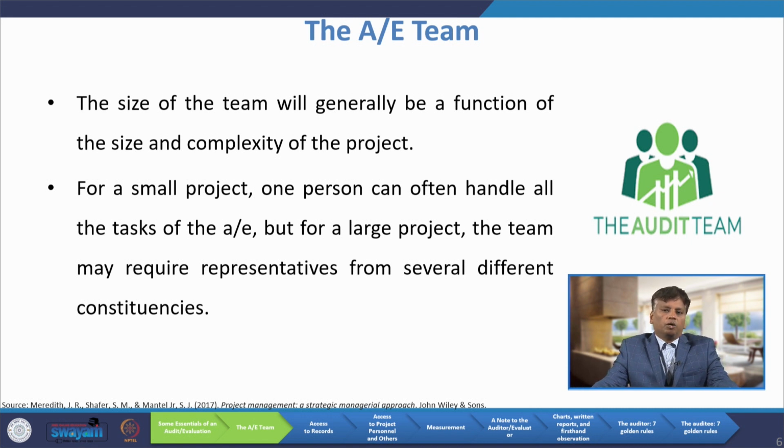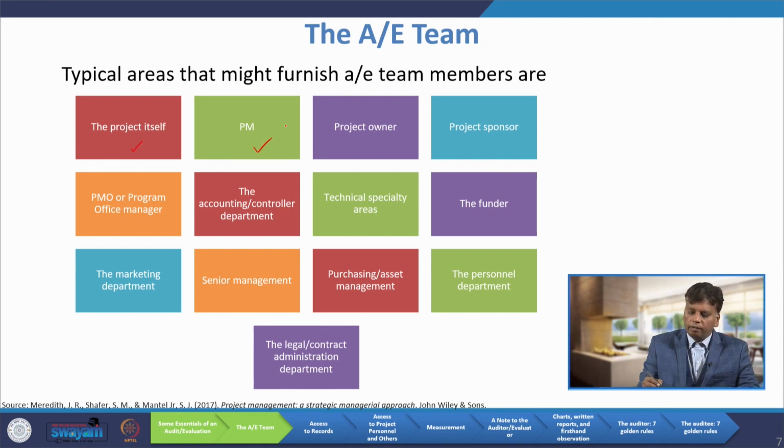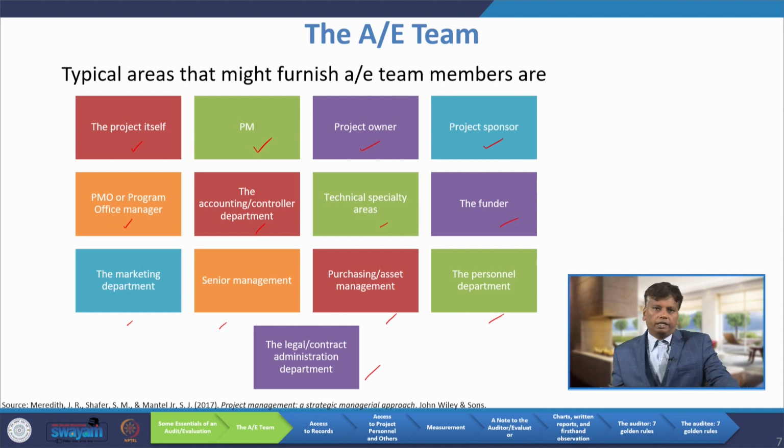So, for a small project, one person can often handle all the tasks of the audit team, but for a larger project, the team may require representatives from several different constituencies. These are the typical areas that might furnish your audit evaluation team members: the project itself, then the project manager, the project owner, the project sponsor, the project management office or program office manager, the accounting controller department, technical feasibility areas, the funder, the marketing department, senior management, purchasing and asset management, personnel management, and the legal and contract administration department. So, when you make your audit team, we should have members from these areas, so that the auditing can be done very effectively.